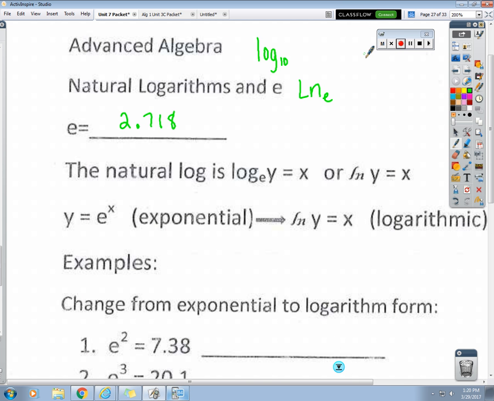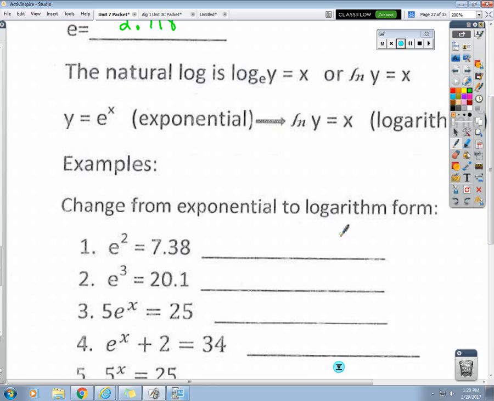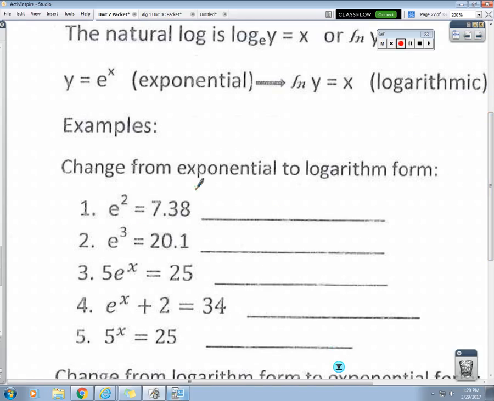Okay, we're on page 26. Now let's do some examples. The natural log is log base e of y equals x, or they more commonly call it ln of y equals x. Today we're going to learn how to rearrange it from exponential to log form, but when the base is e. Okay, if the base is e, that means it's a natural log. So when you rewrite it in logarithm form, you'll write ln instead of log.